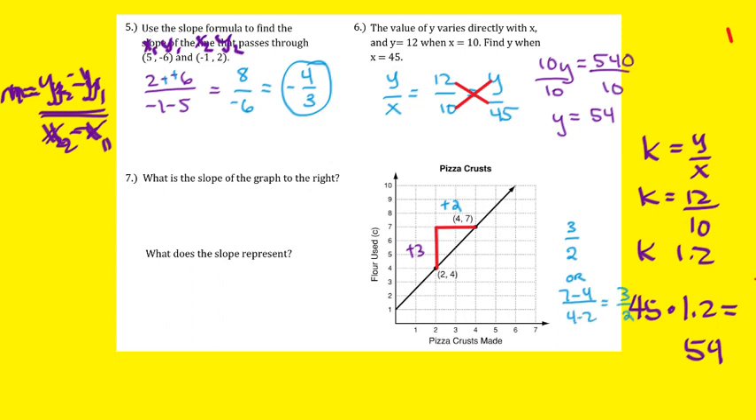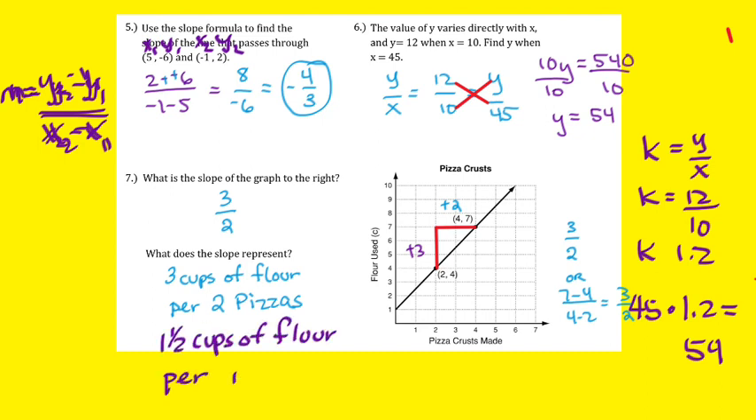And because this is going up by 1 and over by 1, I can go ahead and just do it on the graph. But if these did not, I would have to use my slope formula to make sure I didn't make a mistake on what the actual values were between each point. So bottom line, what does this mean? It means 3 cups of flour per 2 pizzas. But we would say 1.5 cups per 1 pizza.